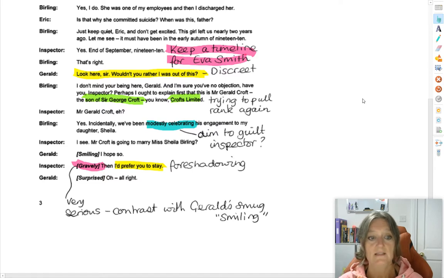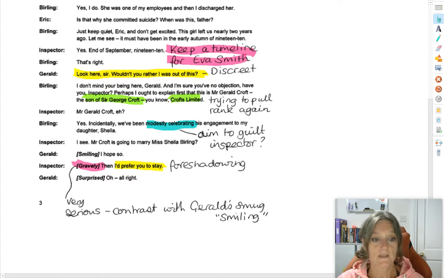The inspector says, "I see Mr. Croft is going to marry Miss Sheila Birling." And Gerald's smiling, isn't he? He's so smug. And the inspector tries to wipe that smug look off his face. The inspector says gravely, and gravely means really, really seriously, and obviously gravely also has connotations of death, "Then I'd prefer you to stay." So we get a little foreshadowing here. Remember that word, foreshadowing: a hint or clue as to something that's going to happen later.